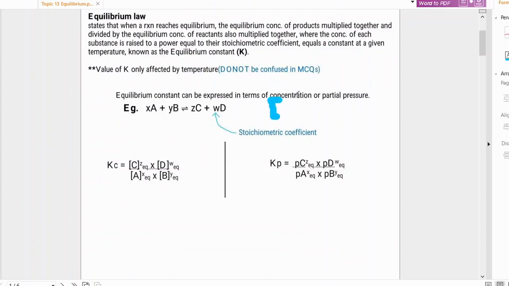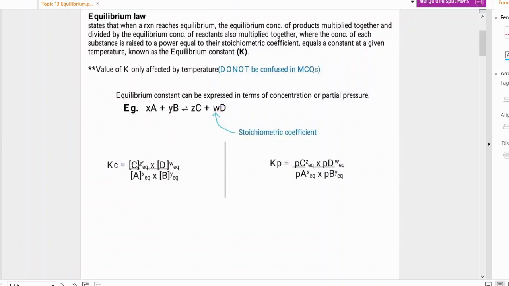So concentration means square bracket or partial pressure, and this is denoted by an italic small letter P. So this is an equation we got over here, and these are the stoichiometric coefficients. I'll close the window. This aircraft thing is really annoying. Okay, so this is an equilibrium constant expression, also an equilibrium constant expression. This is in terms of concentration, C. This is in terms of partial pressure.